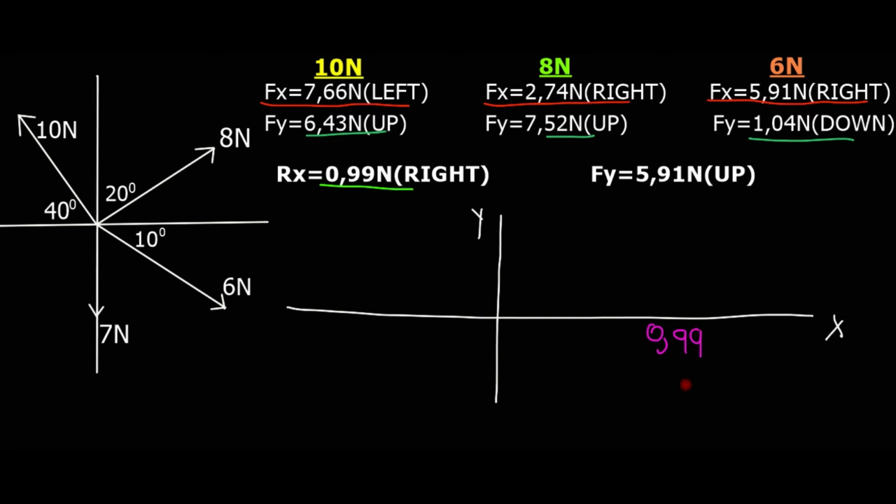0.99. And then let's see here, the one for y, and then it's positive, so it goes upwards; I can't write it downwards because it's negative. So I'll do it in this way, this is our y, and then it's 5.91. So now I want the resultant.